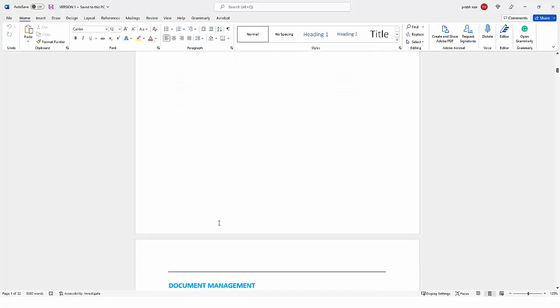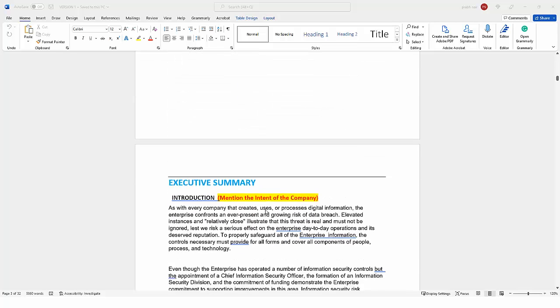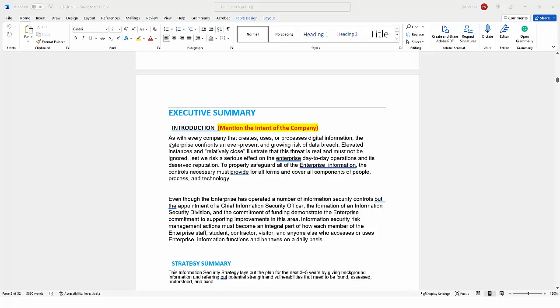Now, if you go down, we start with the document management. So as I said, this document is basically prepared by Prab Nair on this particular date, and the CEO is the one who approved this document. So here you can see we have defined the things, which is called document management. If you go down, you can see the second thing is all about the executive summary. So for example, this is a security strategy I have created for the InfoSec company. So I'm giving an introduction about the company and why we need a security strategy, why we need security in the organization.